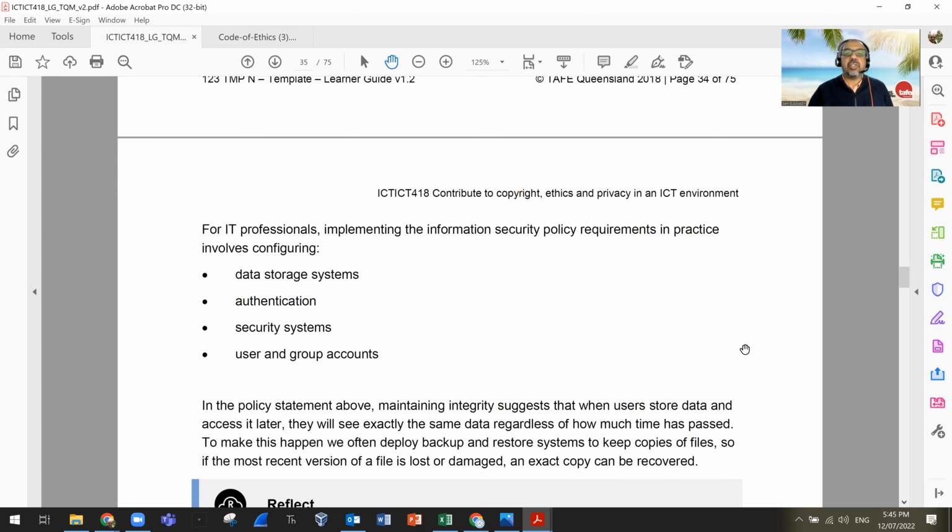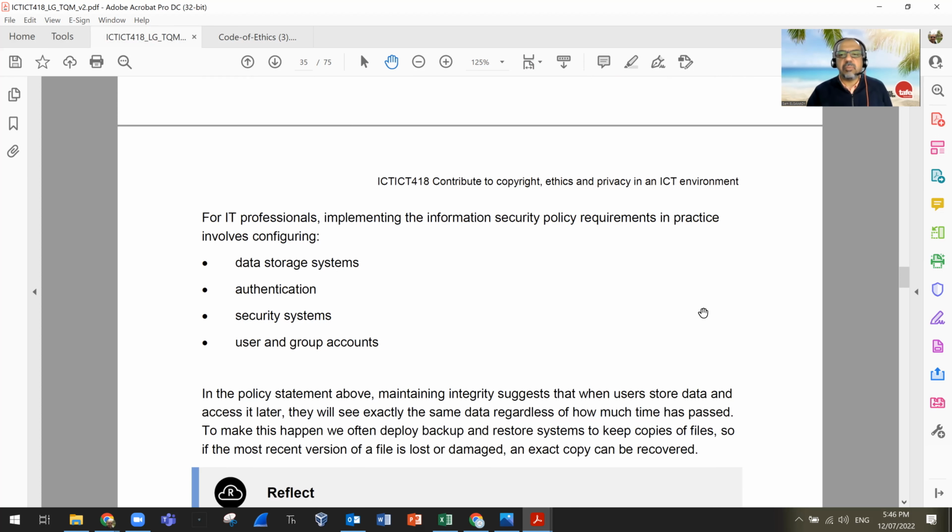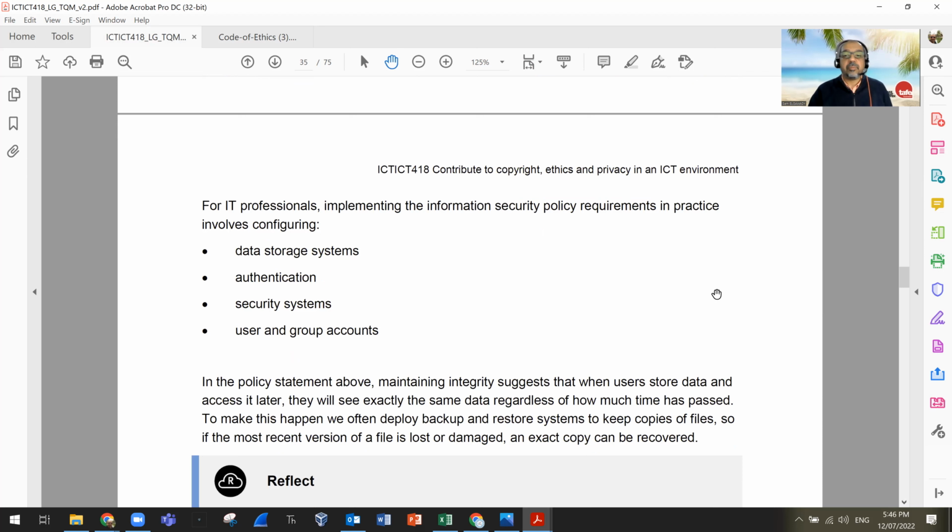So we as IT professionals will implement some security policy requirements, as I mentioned in my example about encryption, backup, and so on. So data storage systems will be protected, authentication, making sure who you are. We have some security systems, smoke detectors, cameras, different monitoring tools, intrusion detection and prevention systems, user and group accounts.